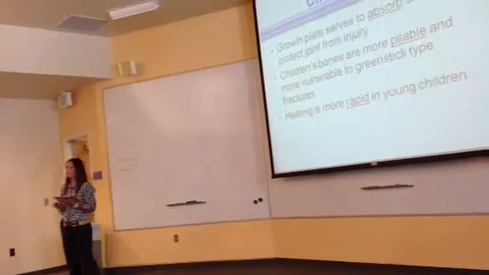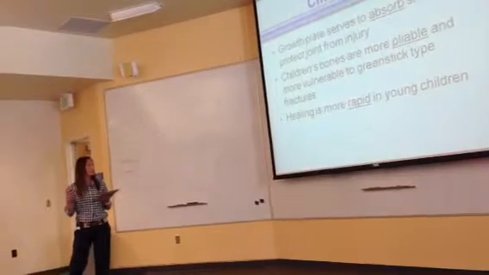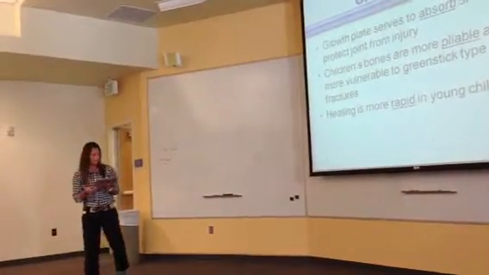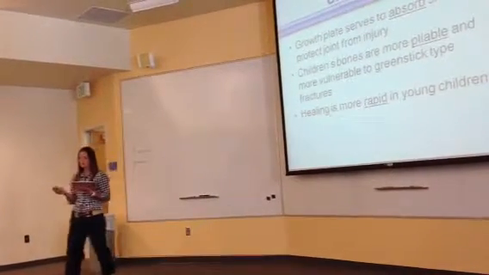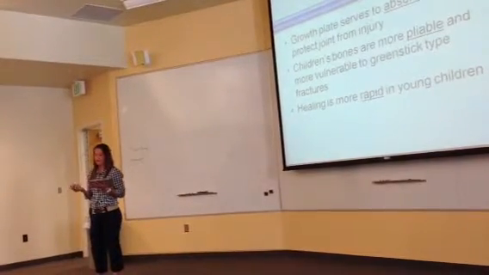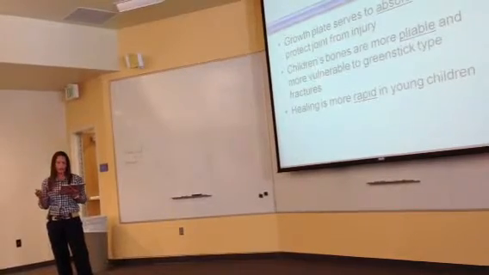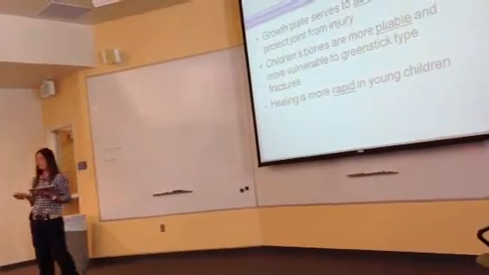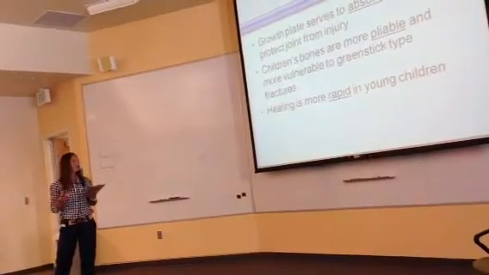A few characteristics of fractures in children. They have growth plates located near the ends of the long bones, near the joints, which serve to absorb shock and protect the joint from injury. Children's bones are more pliable because complete calcification has not occurred yet. Their bones are softer than adults' and more prone to greenstick type fractures. We'll talk about that more in a second. And children's bones heal more rapidly than adults'.